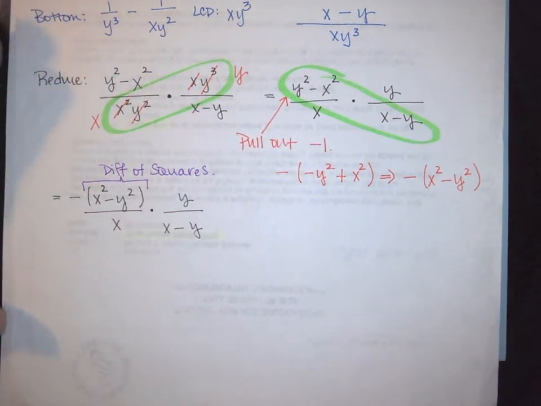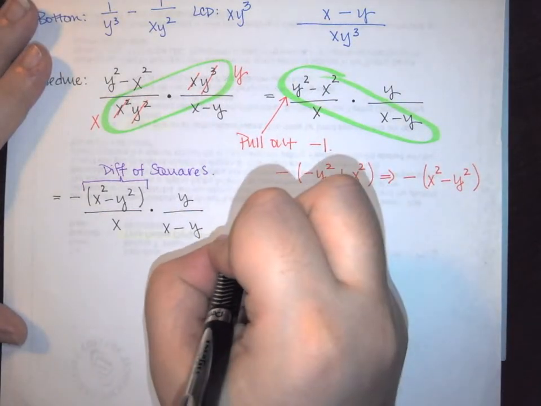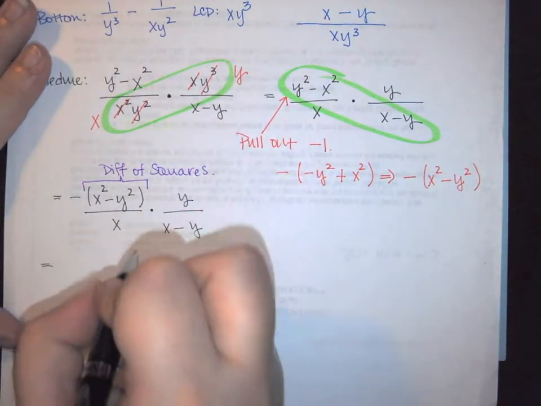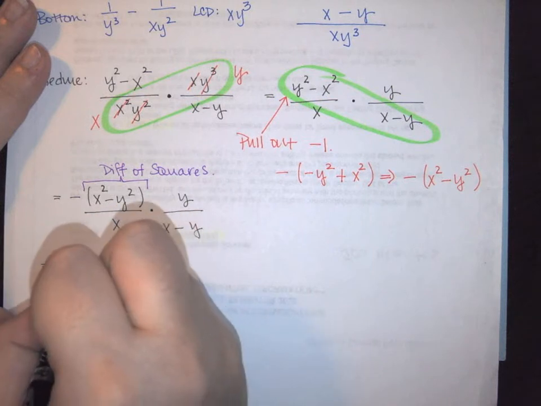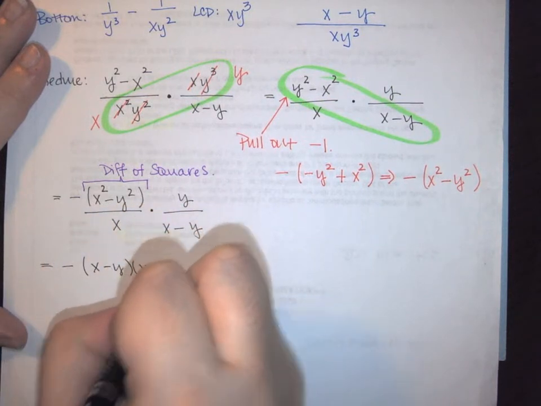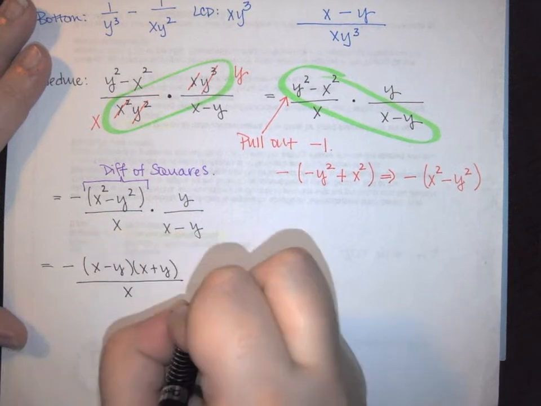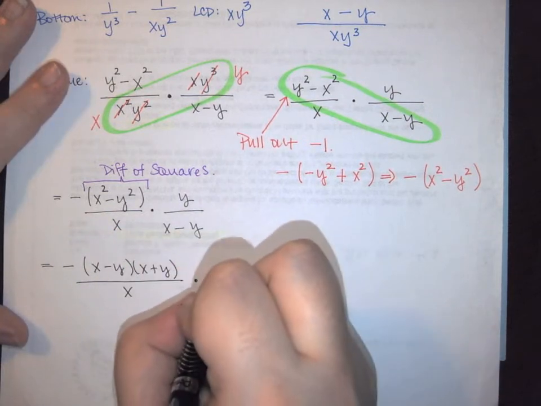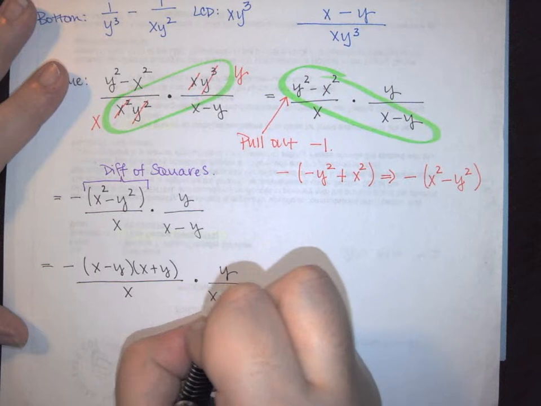So you're going to use your difference of squares formula, and what's going to end up happening is we have negative, and this is going to be (x minus y) times (x plus y). This whole thing is over x, and we're still multiplying that by y over (x minus y).